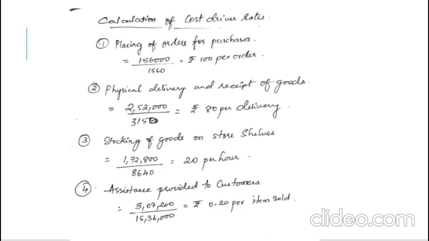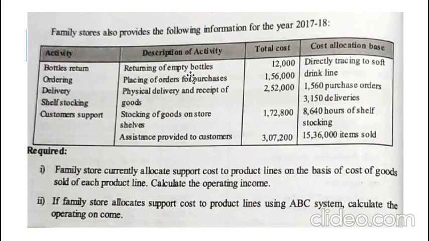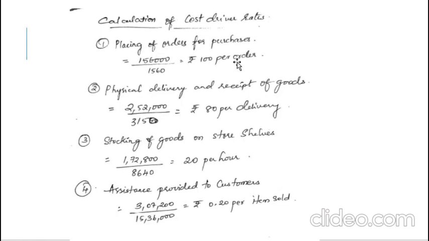So this is your calculation of cost driver rates. The first activity given in the question is return of empty bottles, which is 12,000. Empty bottles directly trace to the soft drink line, so it will be applicable only to the soft drink line. So we will be taking the 12,000 directly. Next is placing of orders for purchases, which is 1,56,000, and the cost allocation for it is 1,560 purchase orders. So 1,56,000 divided by 1,560 purchase orders will give us rupees 100 per order.